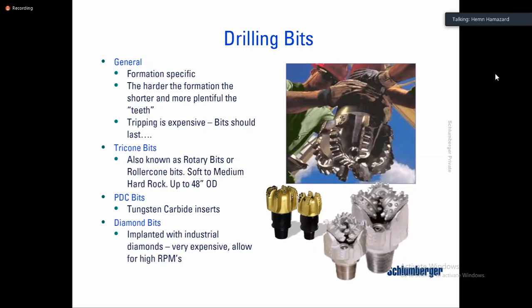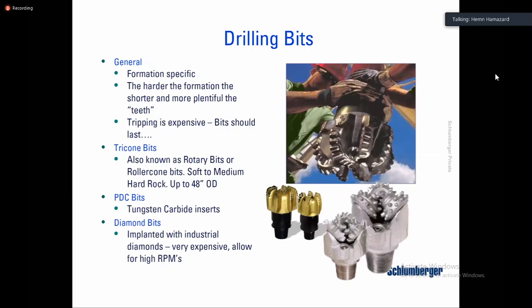We also have the PDC bits, that's the abbreviation of polycrystalline diamond compact, with tungsten carbide. If you see the mouse cursor, this is the PDC bit. It is more aggressive if you have a top drive. Nowadays, for example in HKN, we are using PDC bits and getting much higher ROP compared to the tri-con bits. And also we have the diamond bits.